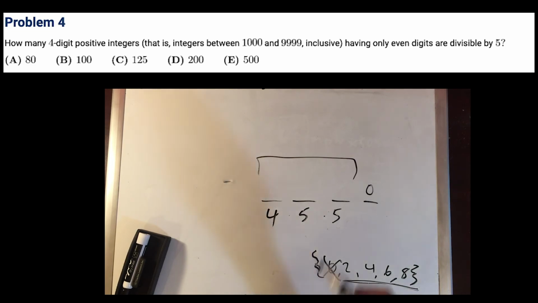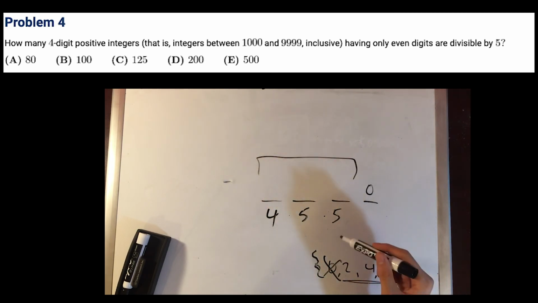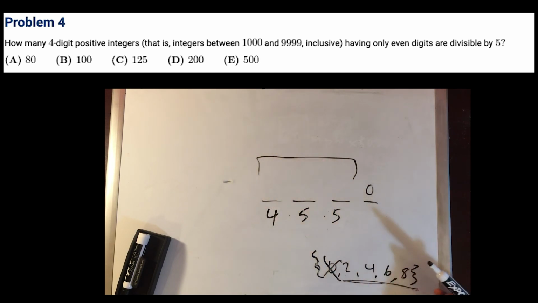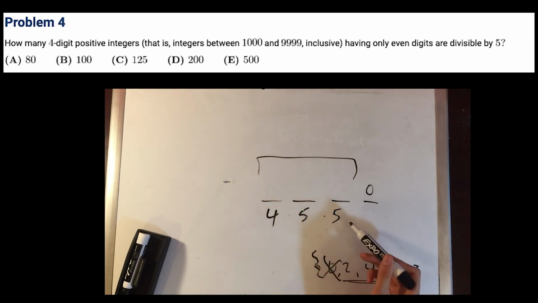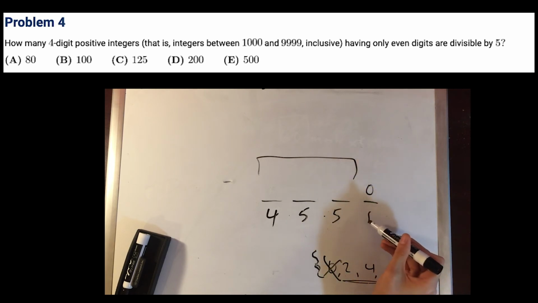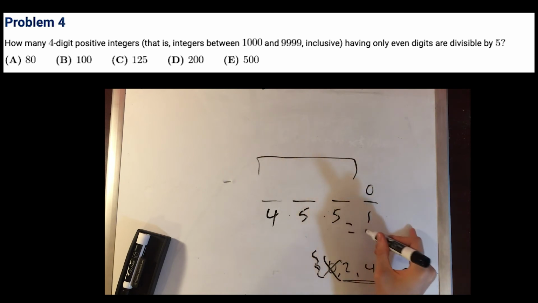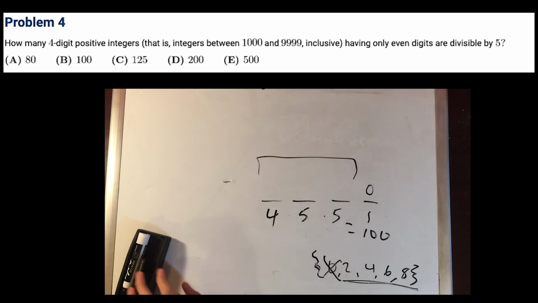Now, we know that our first digit has 4 choices, our second digit has 5 choices, and our third digit has 5 choices. And we have 1 choice for our last digit. So to figure out the total number of choices for our entire 4-digit number, we can just multiply these numbers together to get the total number of permutations. So that's just 4 times 5 times 5, and that's going to give us 100. So the answer to number 4 is going to be B.